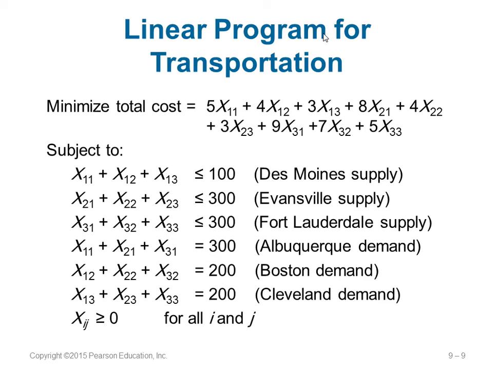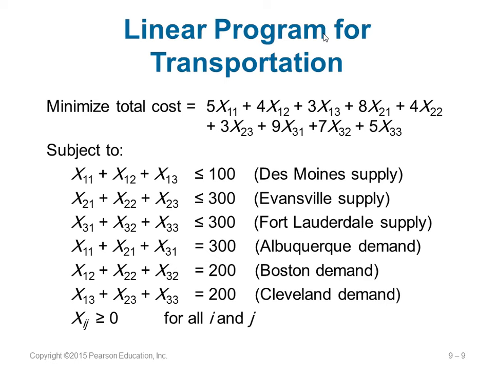Then the constraints: the first source can supply a maximum of 100 items. X11 means source 1 to destination 1, X12 is source 1 to destination 2. Source 1 to destination 1 is Des Moines to Albuquerque, source 1 to destination 2 is Des Moines to Boston, and source 1 to destination 3 is Des Moines to Cleveland. So the sum of these will be less than or equal to 100.